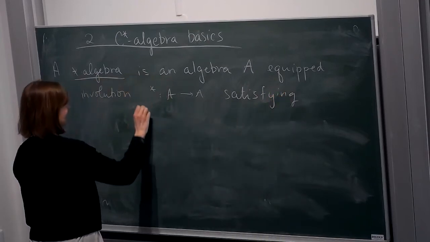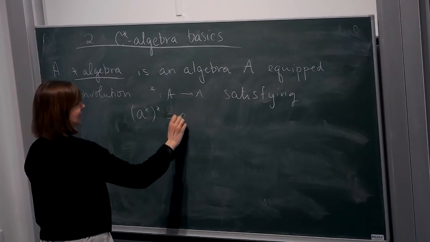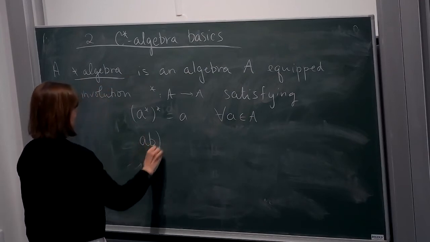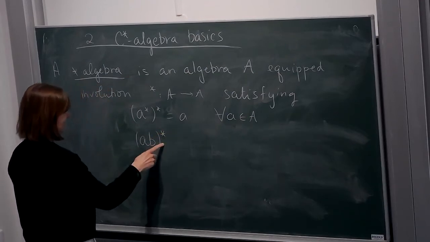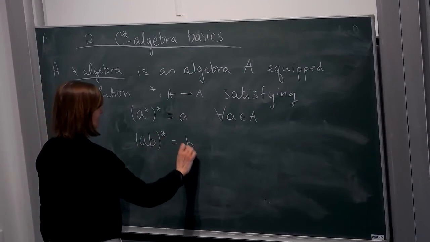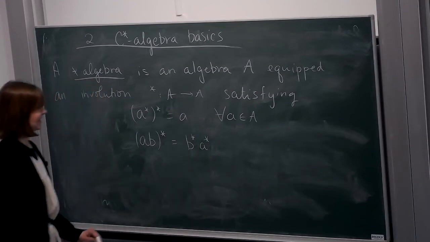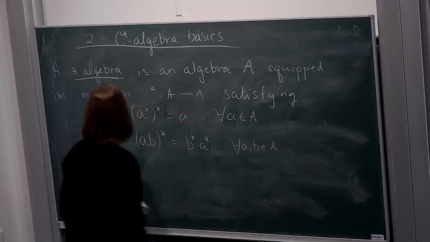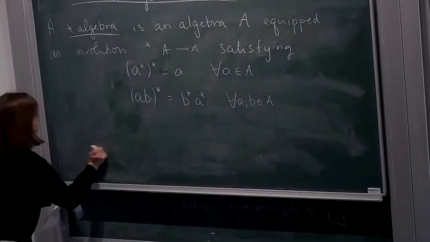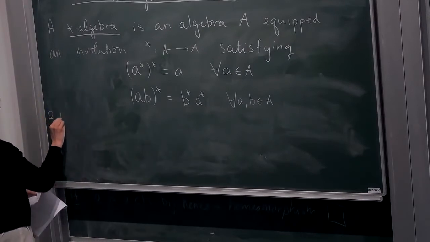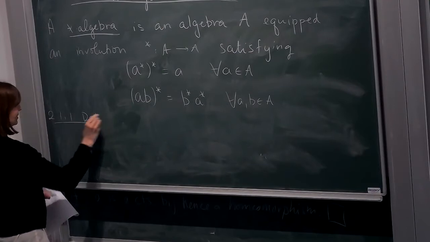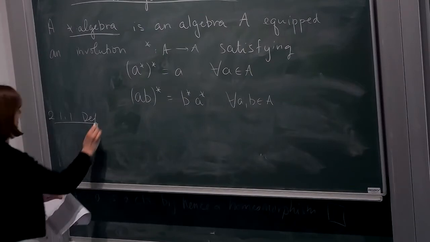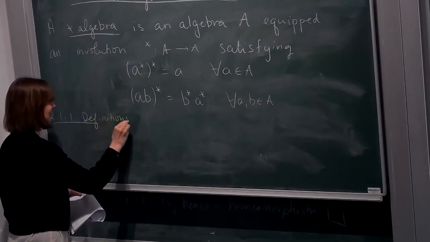If I take a star twice, I get back what I started with. And it's an anti-homomorphism. So if I take the star of a times b, I get b star a star. So when we have a star algebra, we have a bunch of special elements. I'll just give you a bunch of definitions all at once.